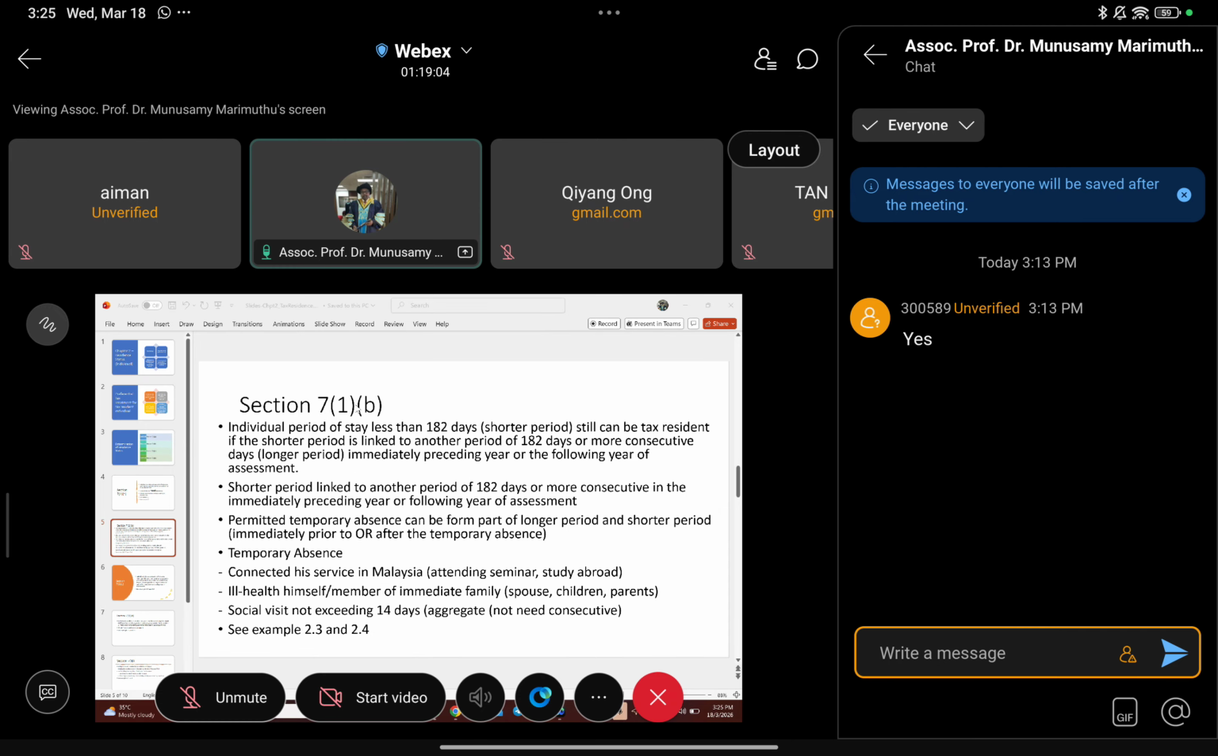Okay, look at 7.1b. 7.1b is the most difficult. You need a great understanding in order to fulfill 7.1b. If you know very well what 7.1b is, the rest is easy for you. 7.1a, no problem. Physically 182 days, 1 period, 2 periods can. 7.1c, 3 out of 4 resident or 90 days. 7.1d, 3 before, 1 after is resident, no problem.